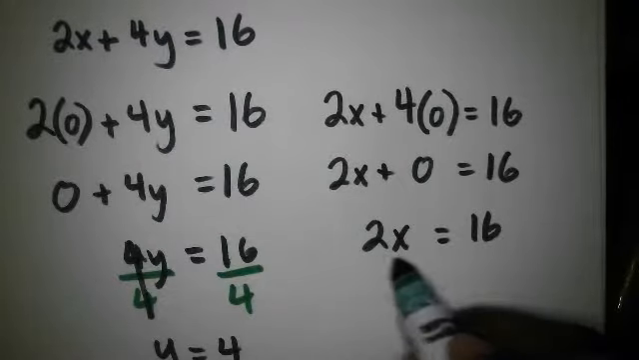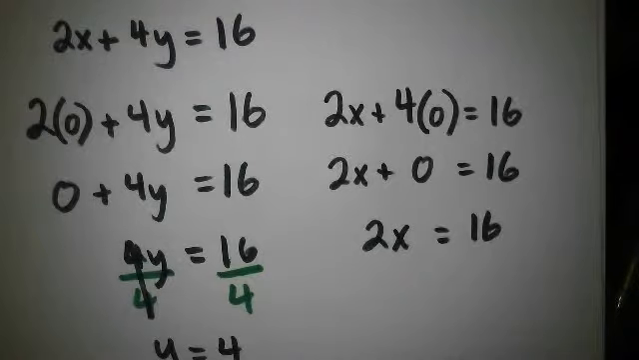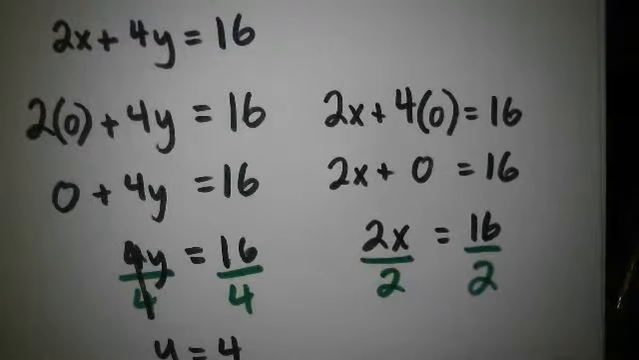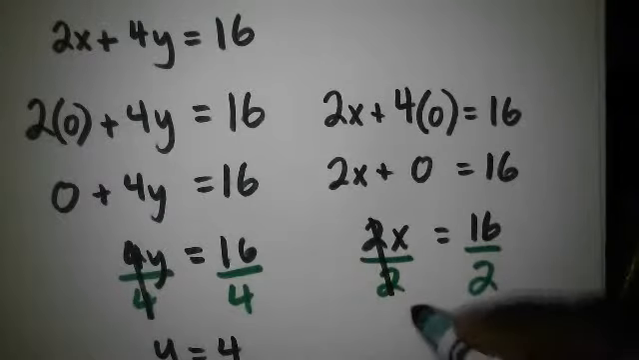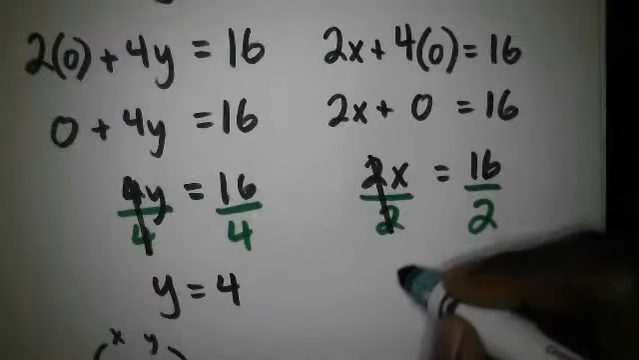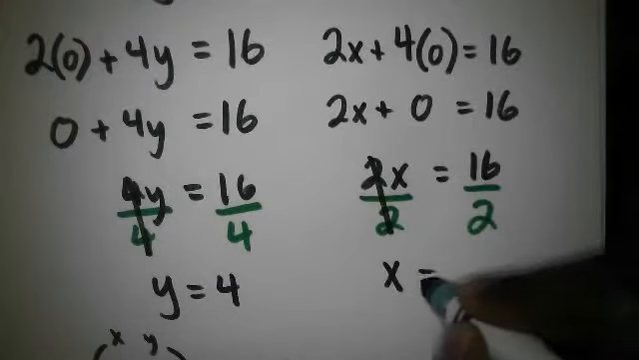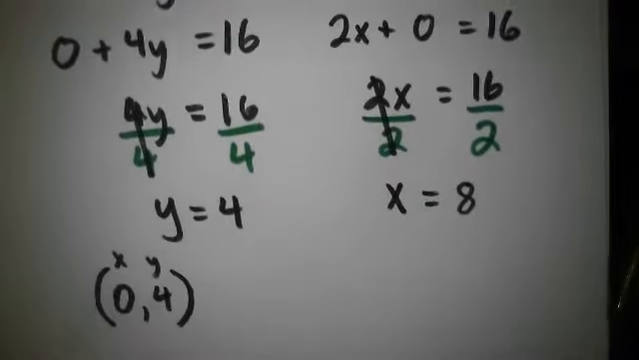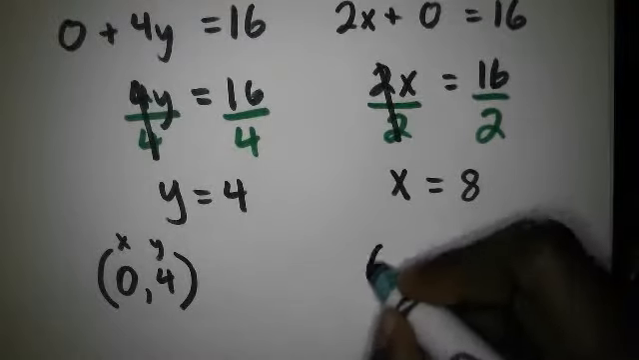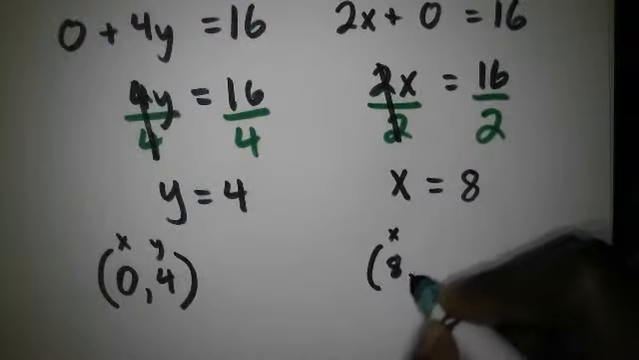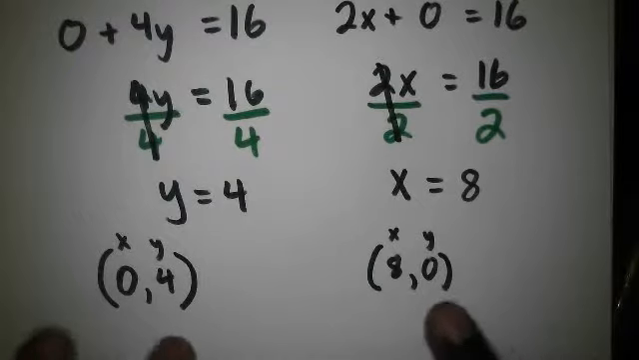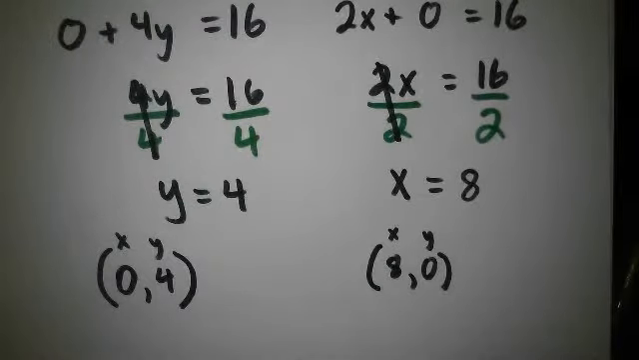Then we have to separate the x and the 2. Because x is being multiplied by 2, we have to divide by 2. Anything we want to get rid of, we have to do the opposite of it. So this eliminates the 2s here, leaving me with just x, and x is equal to 16 divided by 2, which is 8. So that means if x is 8, y is 0. If we have our 2 points here, we can graph this line.